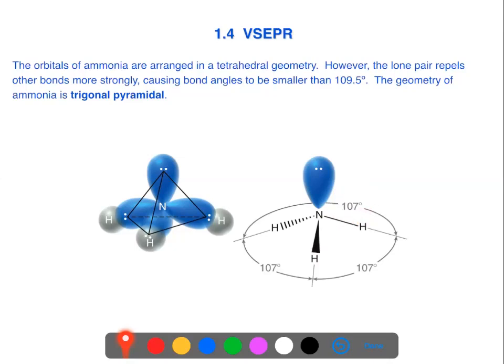So as a result, although this is considered a tetrahedral geometry, the geometry of ammonia is often termed not a tetrahedral, but more of a trigonal pyramidal. So trigonal pyramidal is used to describe a situation in which we have a central atom which has 3 bonds that are formed to its nearest neighbors, but 1 orbital that contains a lone pair of electrons.